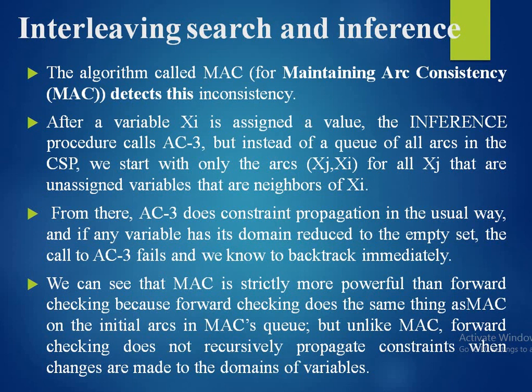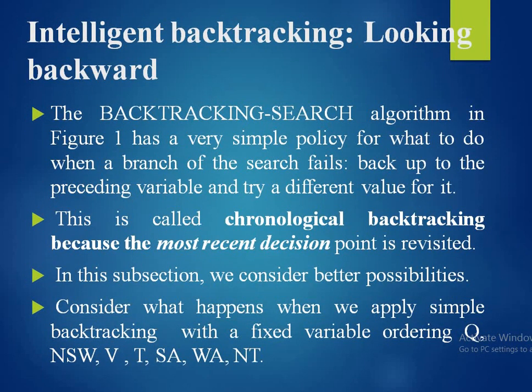So we can see that MAC is strictly more powerful than forward checking, because forward checking does the same thing as MAC on the initial arcs in MAC's queue. But unlike MAC, forward checking does not recursively propagate constraints when changes are made to the domains of variables.